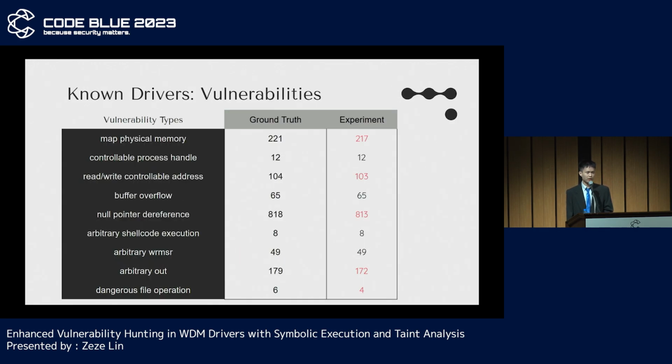The table shows the number of vulnerabilities. The ground truth column means the vulnerabilities that were manually reversed by us, and the experiment column is the vulnerabilities reported by IOCTLance. Obviously, there are some false negatives. However, by setting the optional customizations more precisely, we can reduce the false negatives a lot.